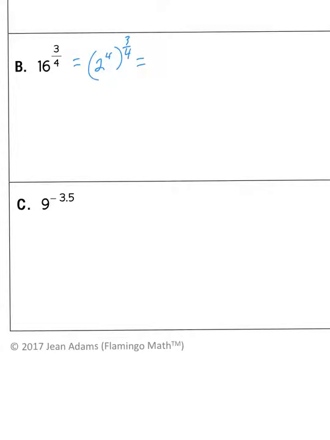Sorry about that announcement. Okay, so then if the 4's cancel, we end up with 2 to the 3rd, which is 8. So no need for a calculator.